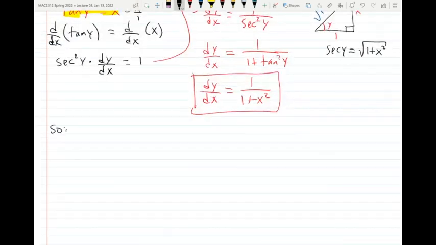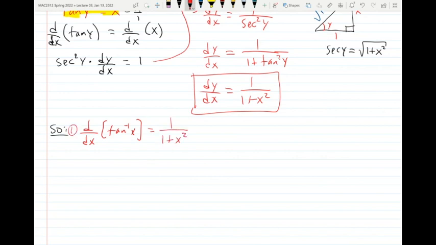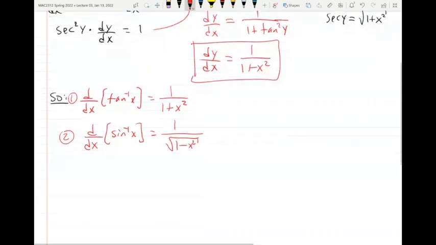Let me summarize the formulas. The derivative of inverse tangent is 1 over 1 plus x squared. Then we also have the derivative of the inverse sine. We play a similar game like the one that we did above, but then we get a slightly different expression. We get 1 over the square root of 1 minus x squared. Again, all of this is the result of using the Pythagorean theorem. So we use the same idea to come up with this formula.